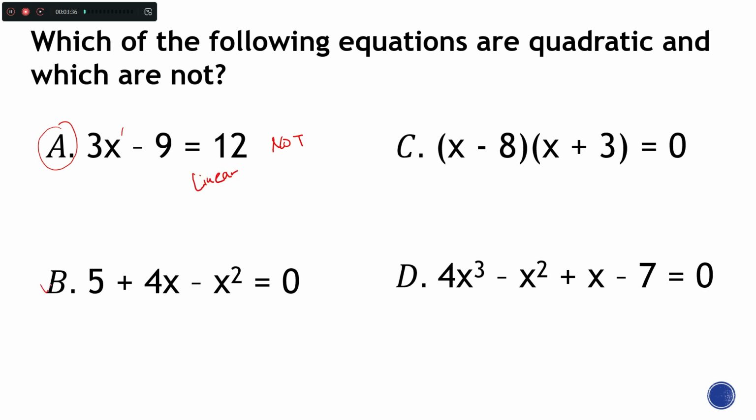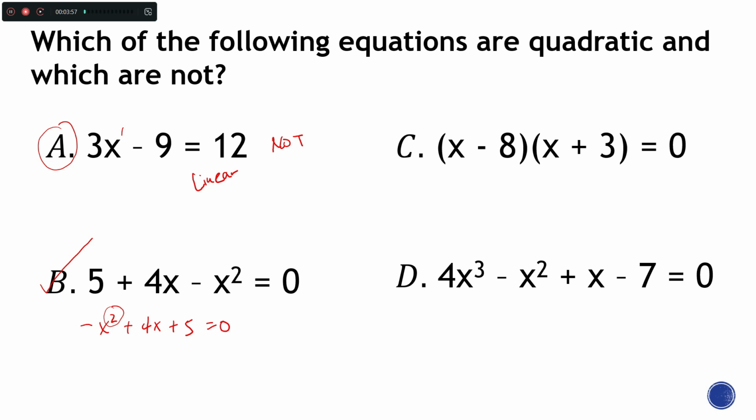Now letter B is an example. Although this is not in standard form, let me just rearrange this and convert this into standard form. So there you go. The degree of the polynomial of this one is 2. So this is an example of quadratic.